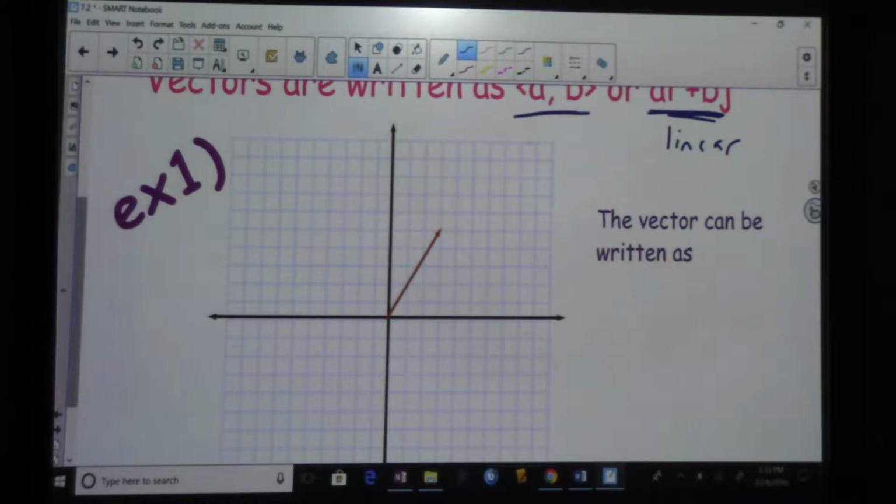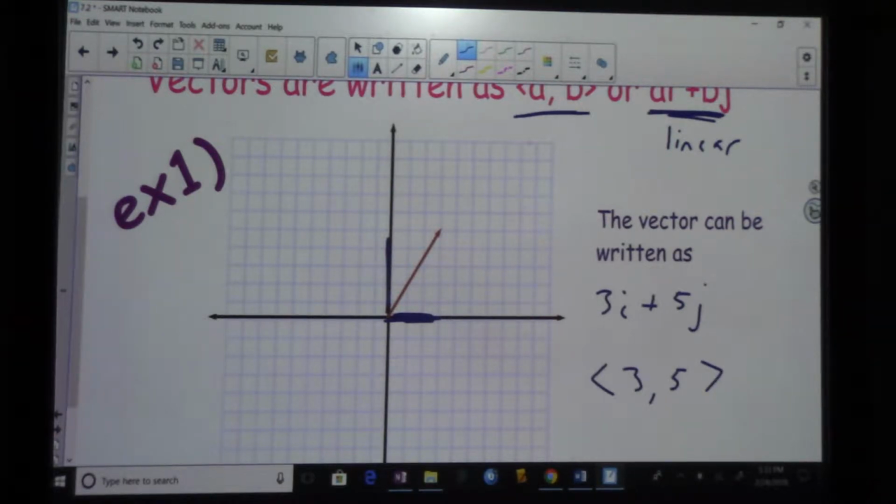So this vector right here, I can write two different ways. Notice it goes 3 on the x, so that would be 3i plus, and on the y, it looks like it goes 5, so 5j. That's linear form, or I could just write the coefficients 3, 5, and that's component form.